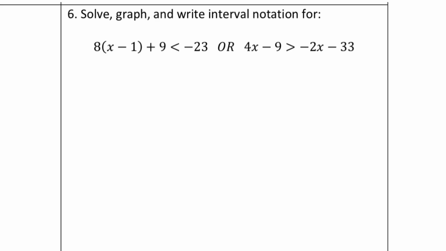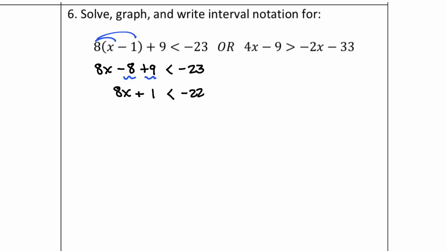So for the blue part, we're going to distribute, and we get 8x minus 8 add 9 is less than negative 23. Combine like terms right here, and we end up with 8x add 1 is less than negative 22. Subtract 1.